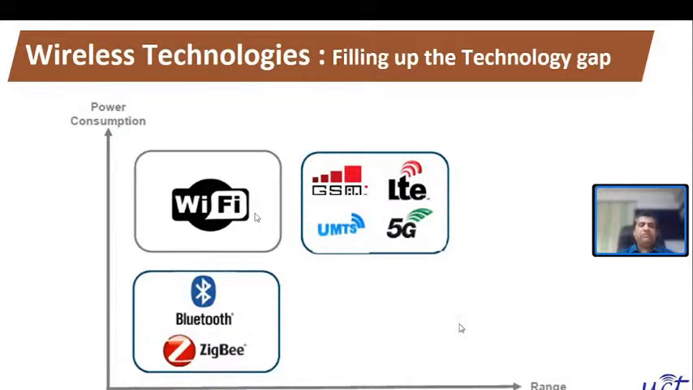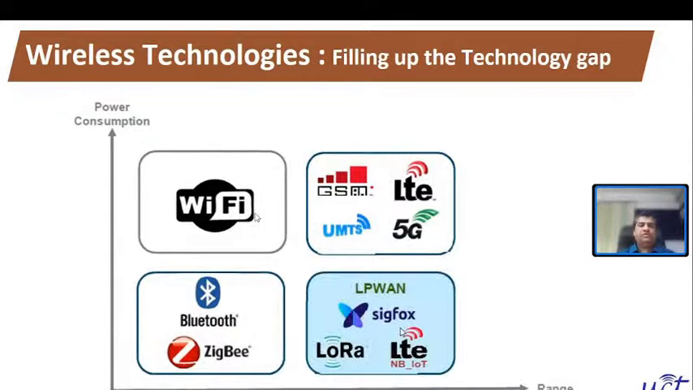So which technology can fit into this? That is called LPWAN, low power wide area network. And here there are multiple different ways we can do it. One is Sigfox, LoRa, and LTE. NB-IoT also comes under this part. So this is low power wide area network.